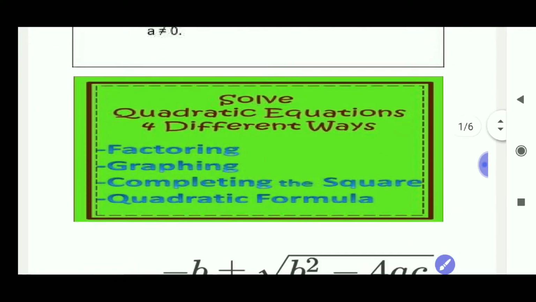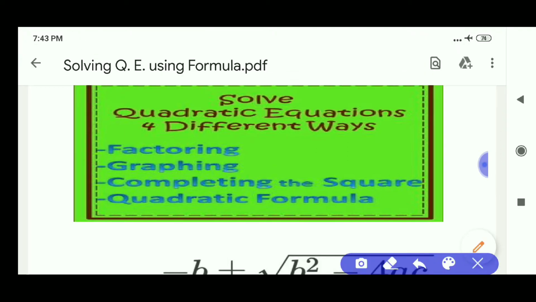How many methods are there to solve a quadratic equation? There are 4 methods. One is factorization, second is graphical solution, third is completing the square method, and the last one is solving by using our formula.